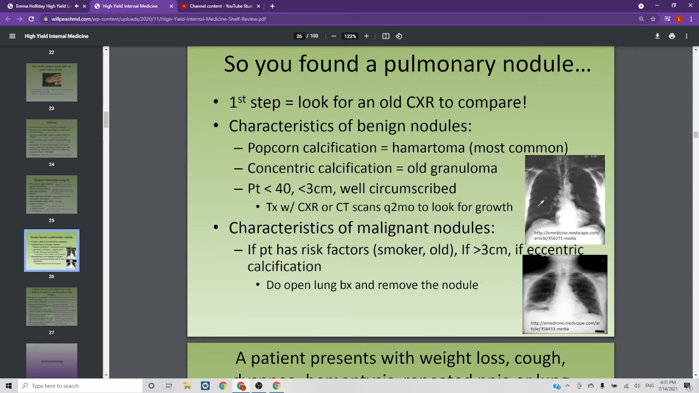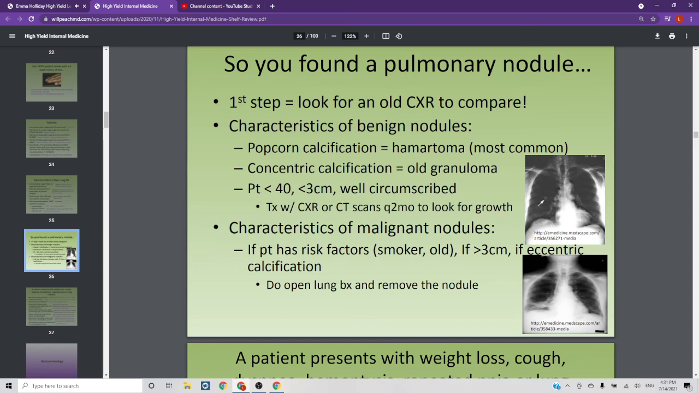So we need to biopsy the lesion, and depending on where it is in the lung, that'll determine how we get to it, either by bronchoscopy, if it's central, or open thoracotomy, peripherally. So it kind of depends on where the lesion is.